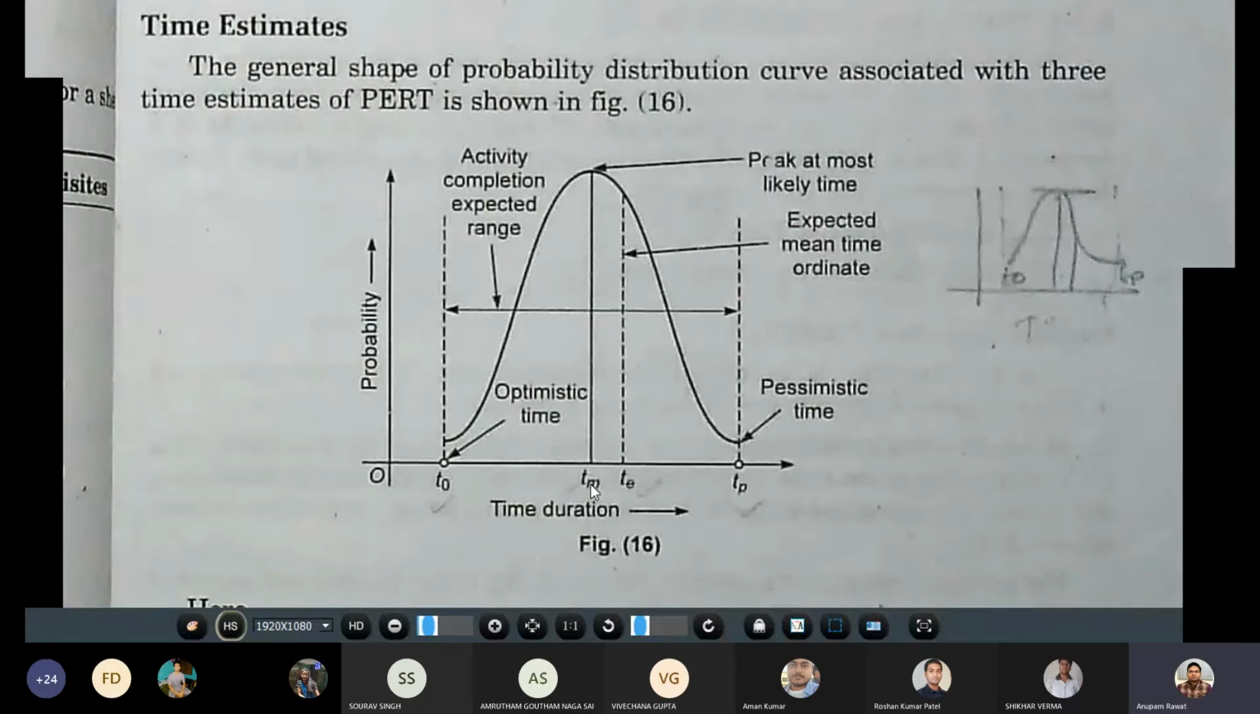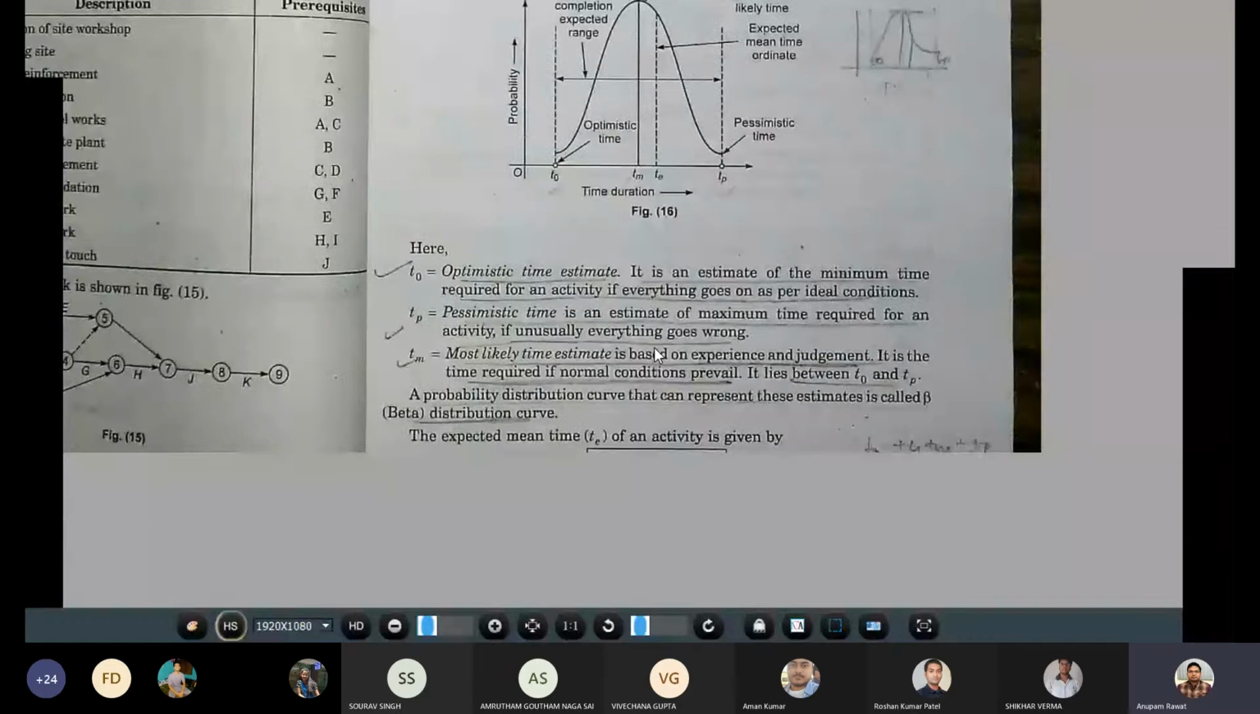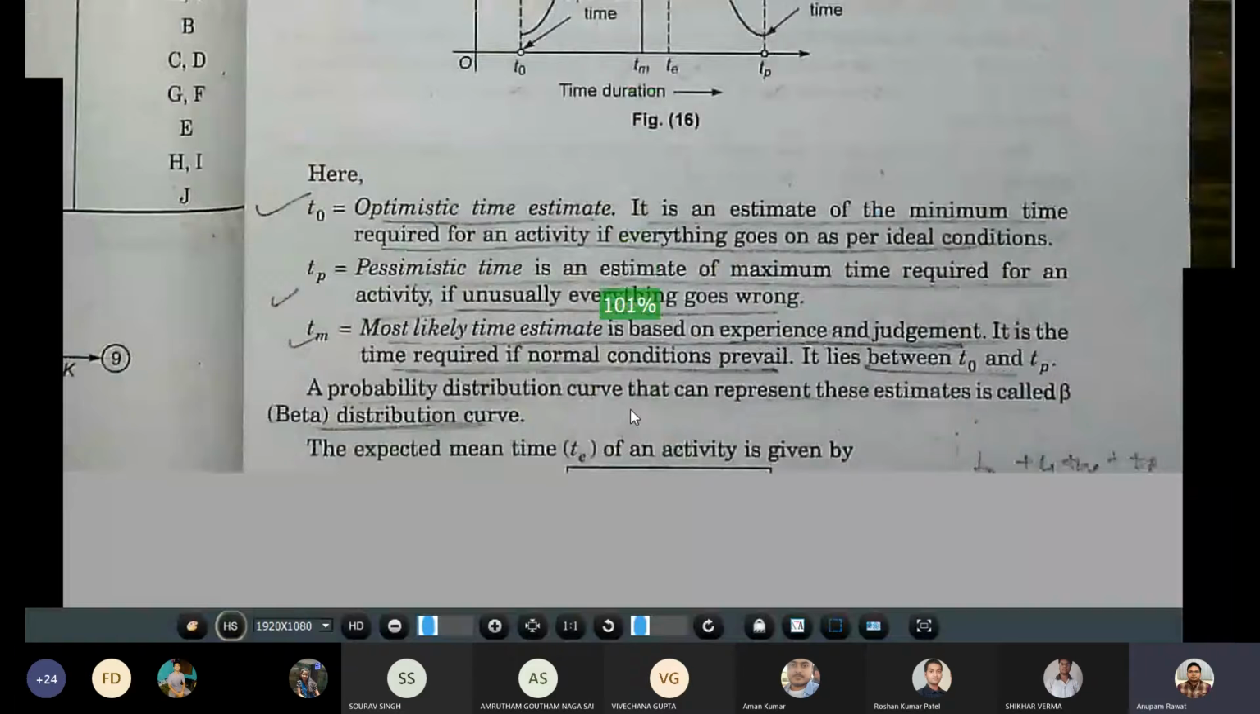Now, these time estimates look simple, but are not easy to prepare. They give useful information about the uncertainties of the activity, and these time estimates are usually expressed in days, weeks, or months, and represented as calendar dates. In this figure, you can see TO, TP, and TM, the optimistic, pessimistic, and most likely times. On the basis of that, we have to calculate the expected mean time of an activity.